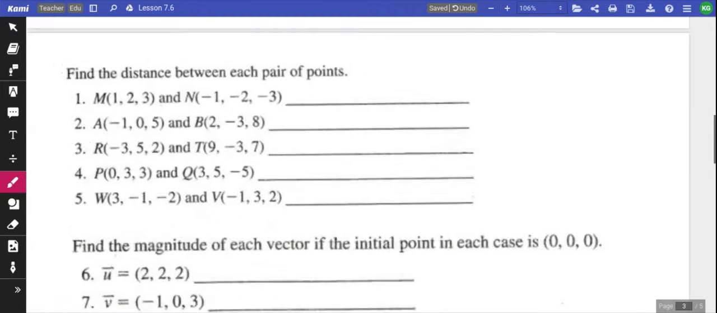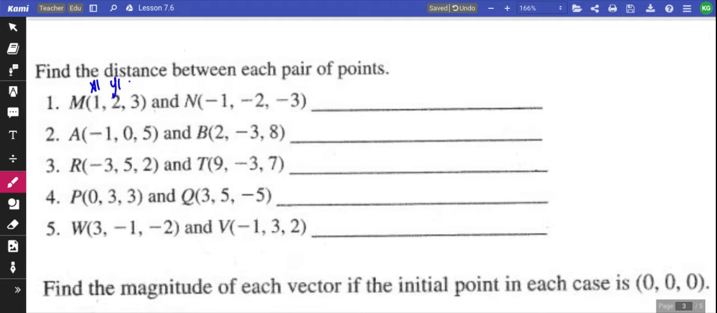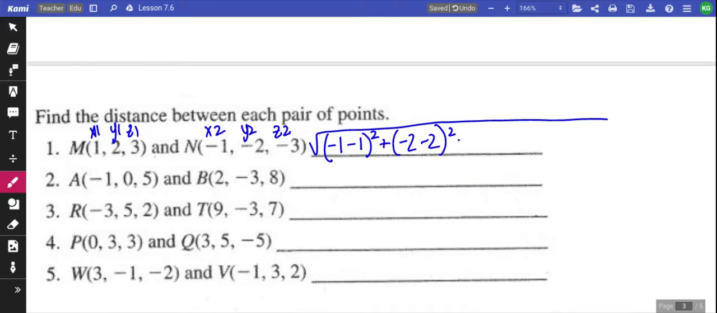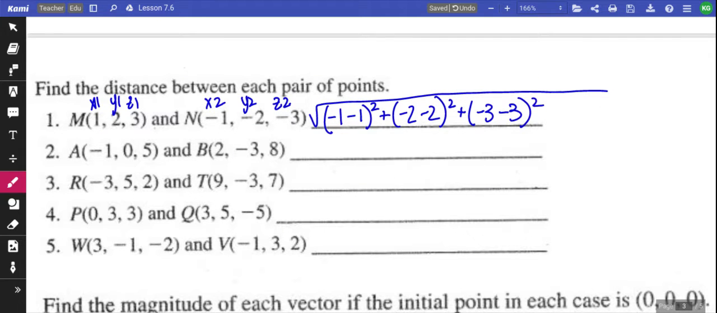So on this first one, I'm going to go ahead and label x1, y1, z1, x2, y2, z2. So when I set up my square root, I'm going to have (-1 minus 1) squared plus (-2 minus 2) squared plus (-3 minus 3) squared. So I have 4 plus 16 plus 36, which is the square root of 56.